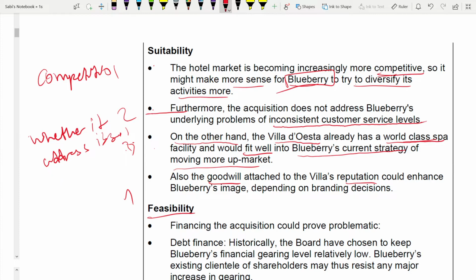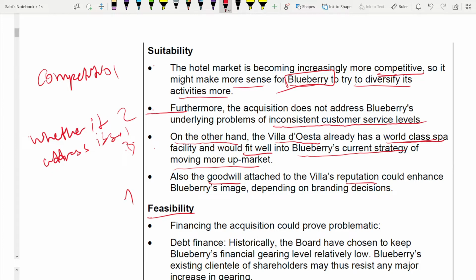They want to move up market, no? So if they want to move up market, don't you think they need a world class spa? So isn't it good that if Villa Diovesta has that world class spa, then if you go in for acquisition, you can get access to the world class spa, which will help you to move up market. Understanding, on one side you are saying it's suitable, on the other hand you are saying not suitable, again you're saying suitable.